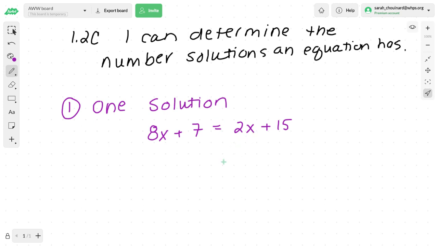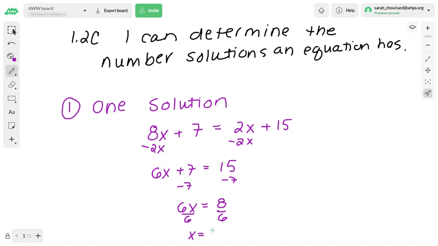solution. So if we were to solve, we need to get the variable to one side. We do that by subtracting 2x from both sides, leaving us with 6x plus 7 equals 15. Now we need to isolate the variable. So I'm going to subtract 7 from both sides. I'm going to get 6x equals 8. I'm going to divide both sides by 6, and I get x is 8/6, which can be simplified by dividing both top and bottom by 2 to x equals 4/3.